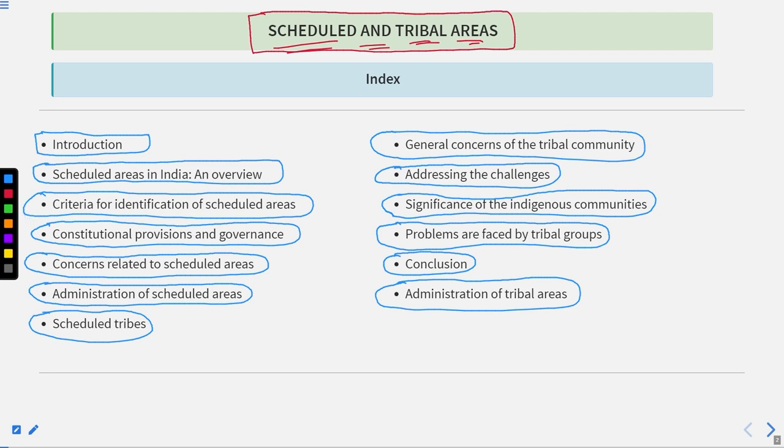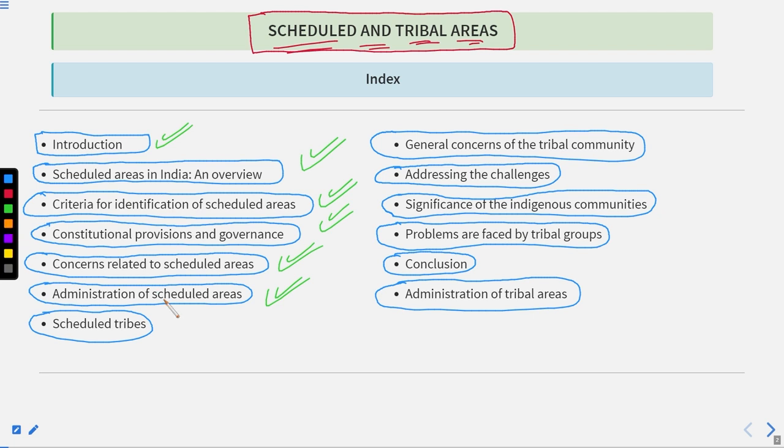If we talk about the topics that we have covered so far, we have done the introduction part, the scheduled areas in India, an overview, the criteria for identification of scheduled areas, then the constitutional provisions and the governance, then the concerns that are related to the scheduled areas, then the administration of the scheduled areas. So these are the topics that we have covered so far.